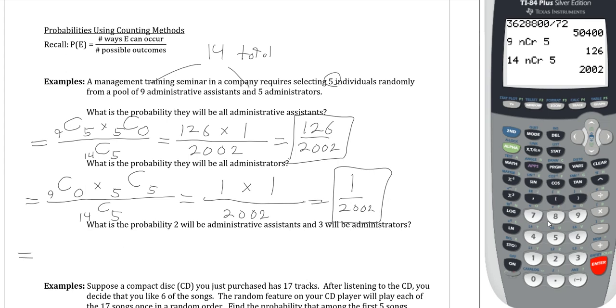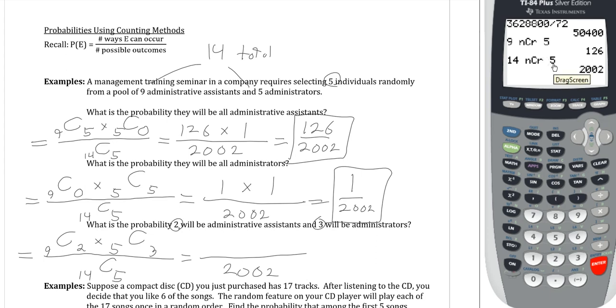Lastly, what is the probability of selecting 2 administrative assistants and 3 administrators? Okay, now this is starting to split up things. Overall, we are still selecting 5 individuals though. So 14 choose 5 on the bottom. On top, we have a combination for how many administrative assistants are chosen. Of the 9 administrative assistants, I want to select 2 of them. So 9 choose 2. Of the 5 administrators, I want to select 3 of them. So 5 choose 3. On the bottom, we have 14 choose 5. That's 2002.